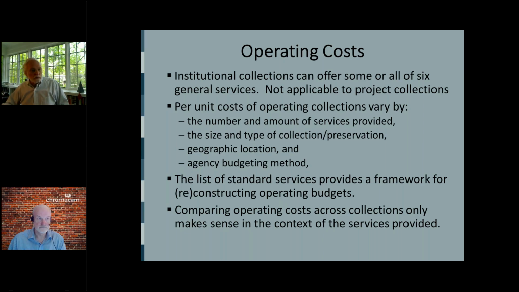You are in a world of the most expensive type of preservation. Geographic location will affect the cost of space and salaries. And in the federal agency, the way the agency budgets may have an impact. That is, some things may be centrally funded, like building security or utilities, and so a collection never has to pay for those. So that's another source of variation. But the primary variations are going to be the type of preservation, the size of the collection, because that affects economies of scale, and the number and the amount of services provided.